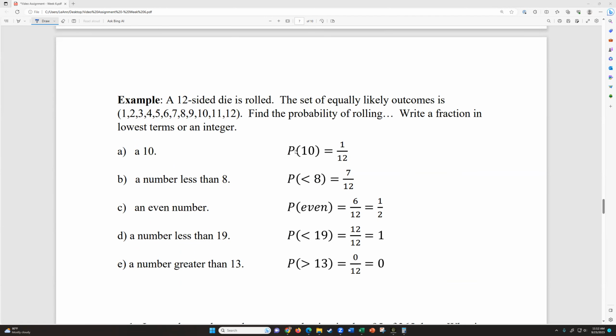So a 10, well, the probability of a 10, notice we're using our notation, this is the event. There's only 1 ten out of 12 total sides. So that's where this fraction comes from. This says a number less than 8.